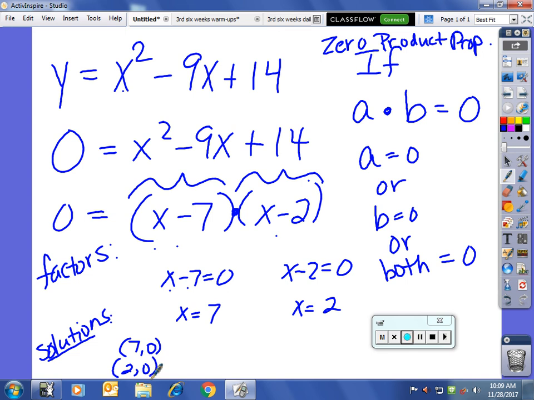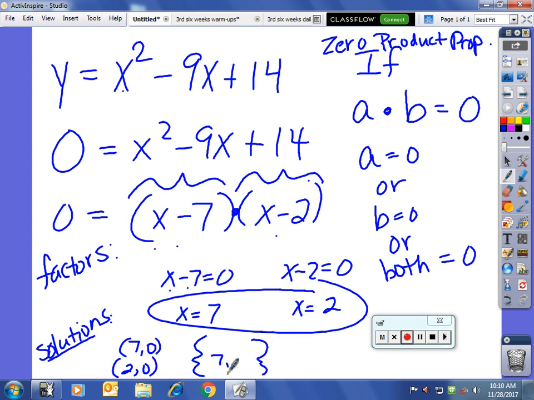Sometimes the answers are shown as points, and the y value will always be a 0 because we're finding the zeros. Sometimes you could just write it like this: x equals 7, x equals 2. Now this is called set notation, where I just write the two answers in the set: 7, 2 are my two answers, or 2, 7. Here's what I don't want you to do. Don't write it in parentheses, because what does it look like then? Like the point 7, 2. And it's really not. The 7 and the 2 don't make a point together. They make two different x values.